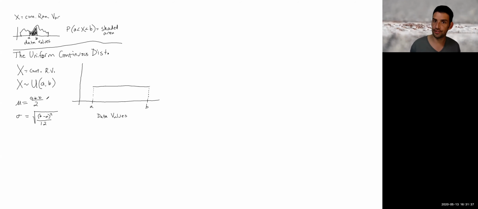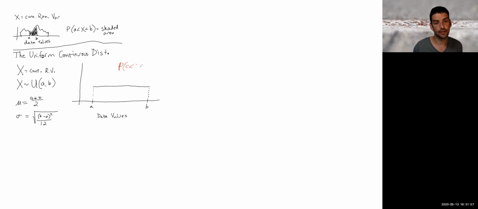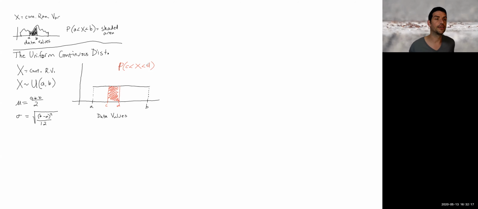Going through naming all those events and things that we've done in some past videos. And then when we want to compute a probability, for instance, let's say I wanted to know the probability that my random variable x was between two values, C and D. They're just any two values in here. This probability is going to be equal to this shaded area in here.